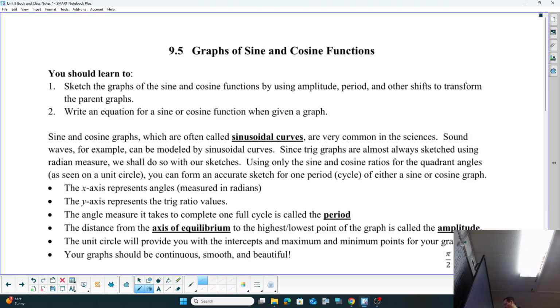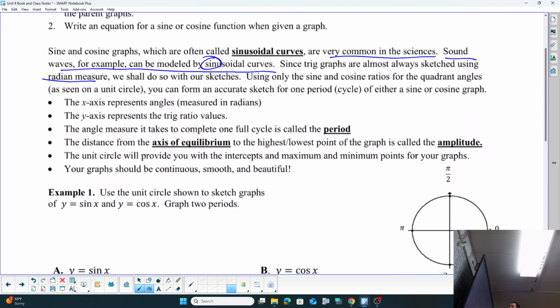So first of all, they are very important graphs because it's very common in sciences. Sound waves, for example, can be modeled by sine curves. And so always sketch using radian measure. We should do so with our sketches. Sine and cosine, cool. So the x-axis represents angles in radians. Y-axis represents the trig ratio values.